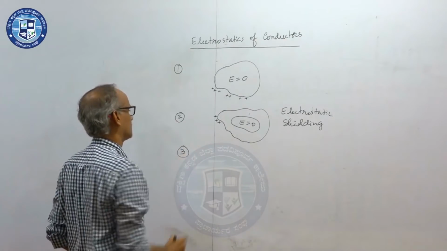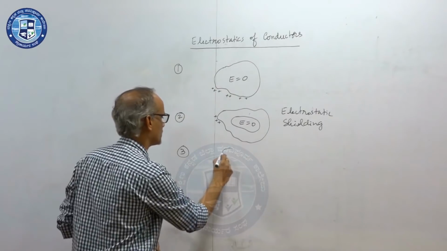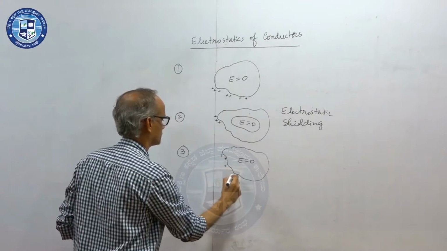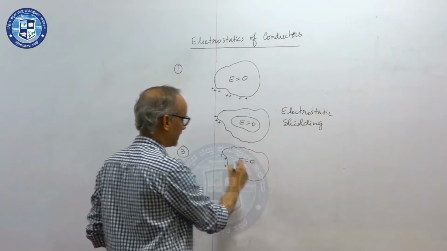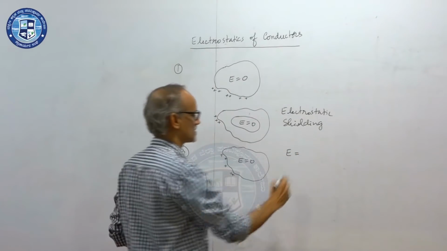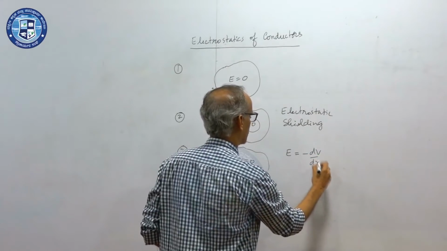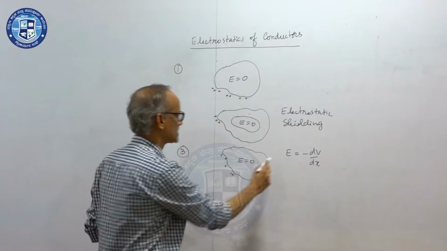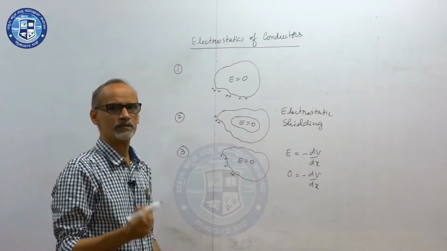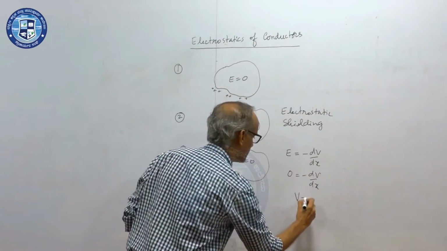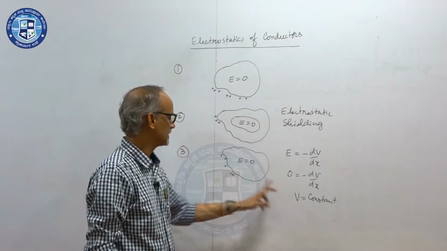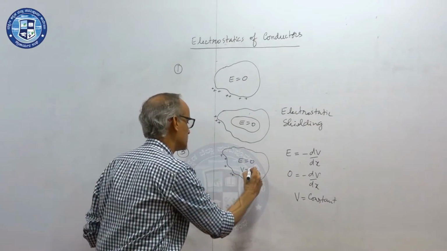The third one: when the electric field inside a conductor is 0, we can find the potential inside using the relation between the electric field and the potential. Electric field is equal to the negative potential gradient. When E is 0, minus dV by dx is 0, that is, the derivative is 0. Derivative of any quantity is 0 provided that quantity is a constant. So that is why potential inside any conductor is constant.